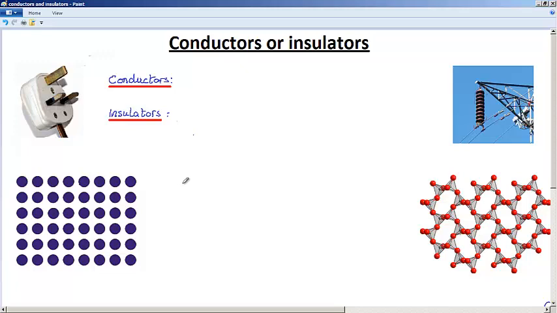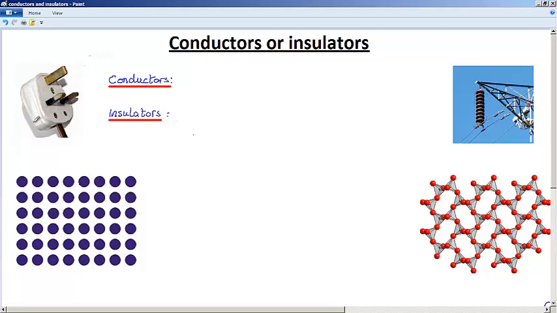In this lesson, we're going to compare conductors with insulators. What is a conductor? Well, a conductor is a material which allows an electric current to flow through its structure, whereas an insulator is a material that will not allow an electric current to flow through its structure.